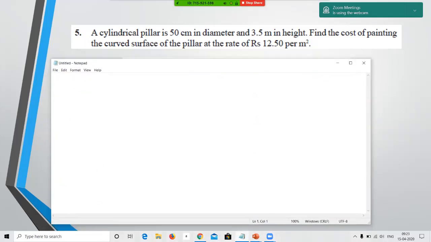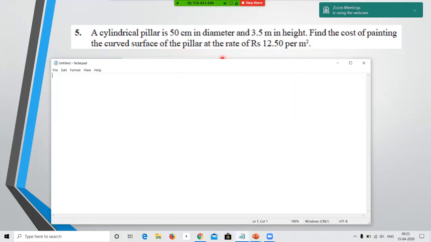First, write down what all is given to you. A cylindrical pillar is 50 centimeter in diameter. So bring down radius 25. Height 3.5 meters. So either you convert into centimeters or convert it into meters, because finally they've given cost. Find the cost of painting the curved surface of the pillar at the rate of this. That means you have to find the curved surface area.